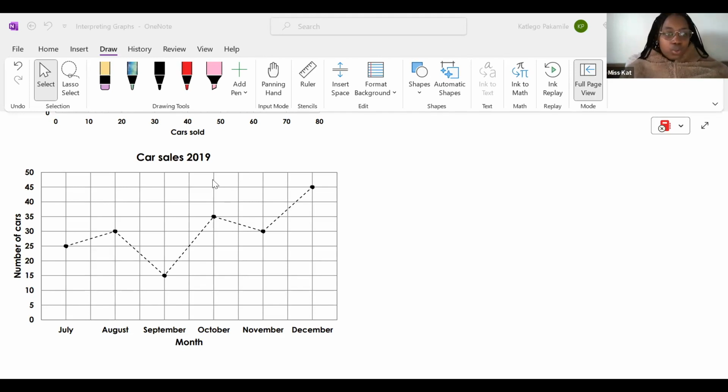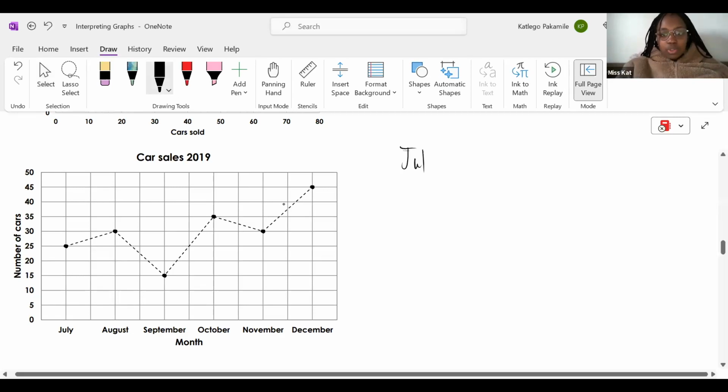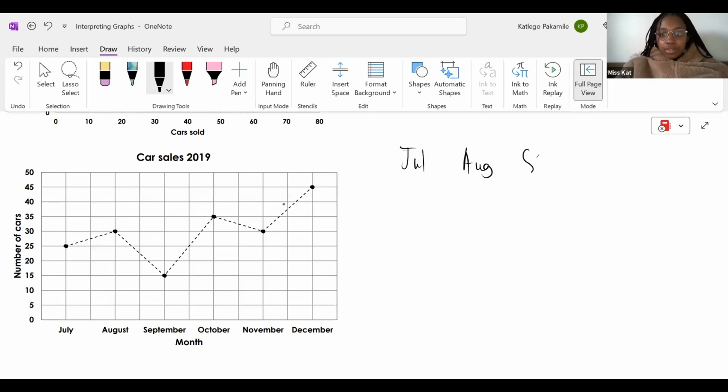If you are ever not sure, just check your difference. Okay, let's check July, from July to August, to September, to October. In July, how many cars did we sell? 25. Okay, we sold 25. In August, we sold 30. In September, only 15. I wonder what was happening in September. And in October, 35.